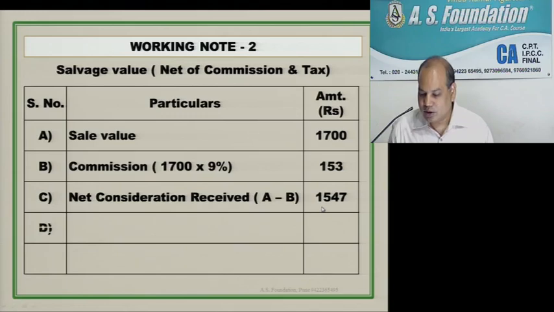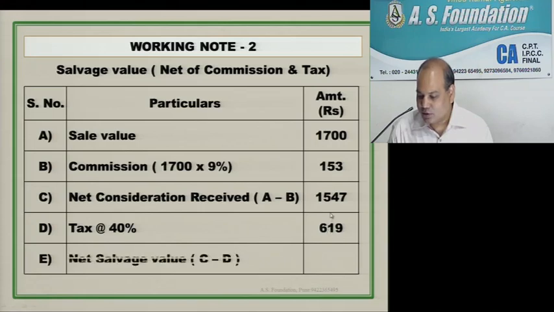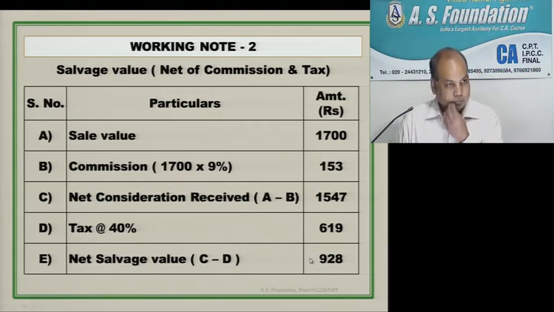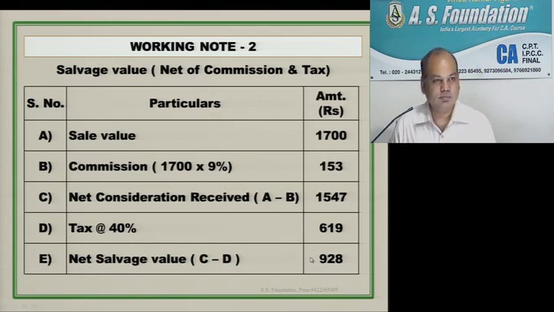So you have to pay tax at the rate of 40% on this amount only, because your profit is also 1,547. Book value is 0, so whatever you realize is your profit. So 40% on 1,547 is 619. This will go to government as tax. So what is left with you finally is 928. Net salvage value 928. Is it right? 928 is right.